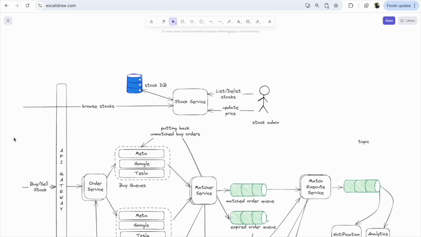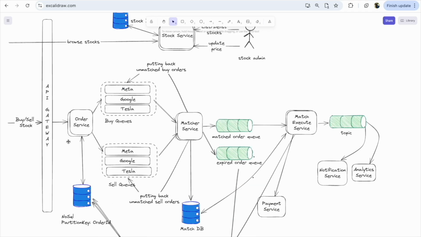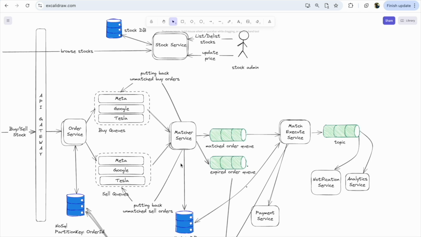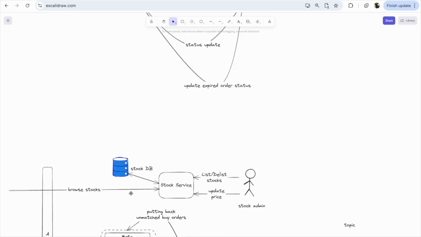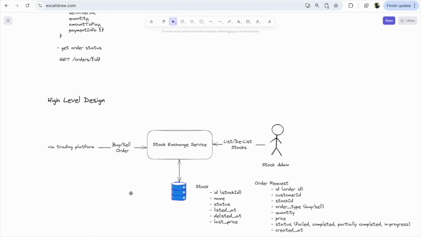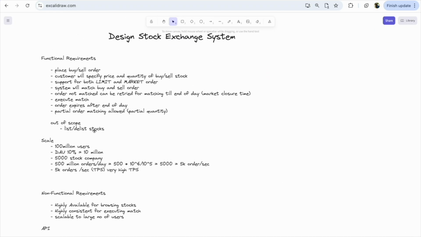So here I have kept it very simple. Now all these services will be auto scaled. And for the databases, we are mostly going for a NoSQL database like DynamoDB, which is very scalable, and that's why our system is highly scalable and fault tolerant. So yep. Now let's quickly go through the functional and non-functional requirements we have.